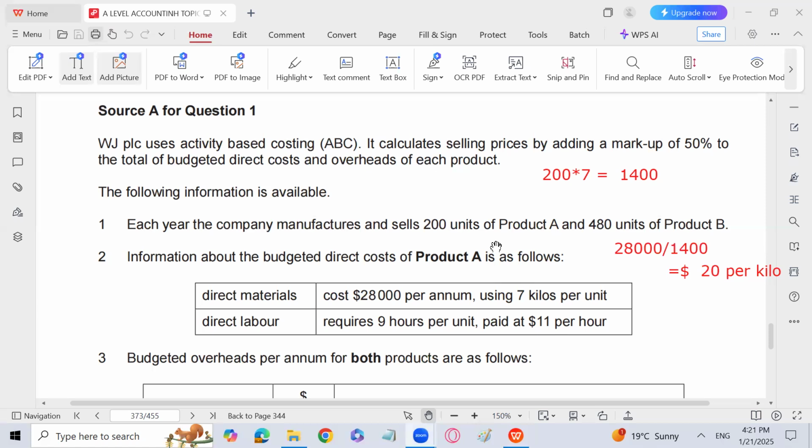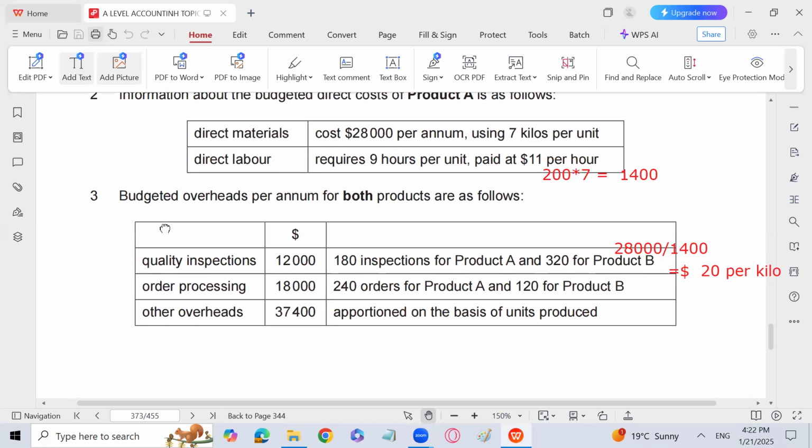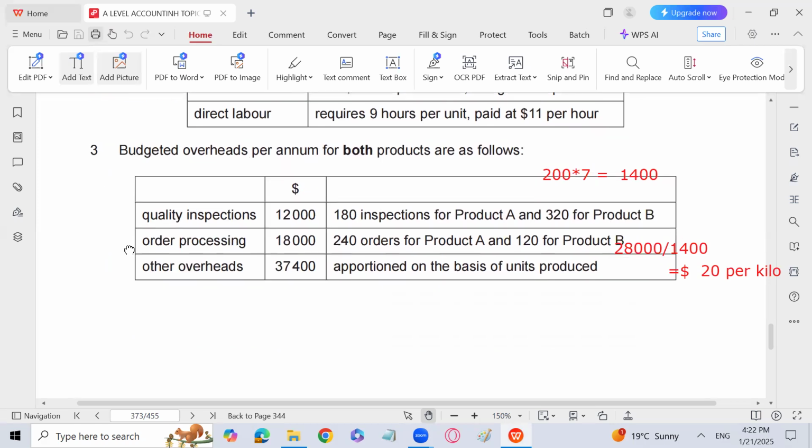And what is the direct material cost per unit? Can you tell me? What is the direct material cost per unit? 7 kilos per unit into $20 per kilo. 140 per unit is the direct material cost per unit. Getting the point? Budgeted overheads per annum for both products are as follows. Quality inspection, order processing and other overheads. The basis of apportionment according to the activities is already given in the question, that is how you are going to apportion these overheads for product A and for product B.